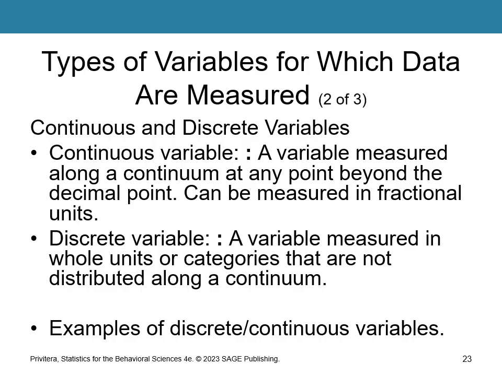So here's a good test. Ask yourself, does a fractional answer make sense? If you can have 2.5 hours of study time, it's continuous. But you can't have 2.5 siblings. It's discrete. Is your GPA continuous or discrete? Well, it's continuous. You can have a 3.45 or a 3.456. What about your letter grade? It is discrete. It's an A, B, C, D, or F. Those are distinct categories.